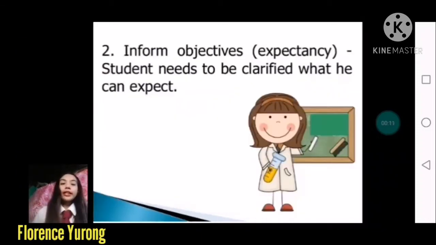The second one is the informed objectives or the expectancy. Students need to be clarified on what they can expect. It means making learners aware of what to expect so that they are prepared to receive information. For example, the teacher says, today we are going to work on using a multimedia presentation software, Microsoft PowerPoint. That is one example of informed objectives or expectancy.